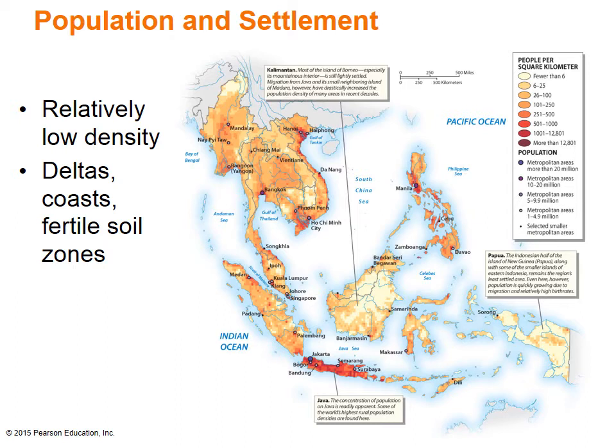More specifically, on the mainland, the population is concentrated in the valleys and deltas of the region's largest rivers. In their intervening uplands, population density remains relatively low. In Indonesia, density is extremely high on Java, an island noted for its fertile soil and large cities. Some of Indonesia's outer islands, especially those of the east, remain lightly settled. Overall, population density is high in the Philippines, especially in central Luzon.